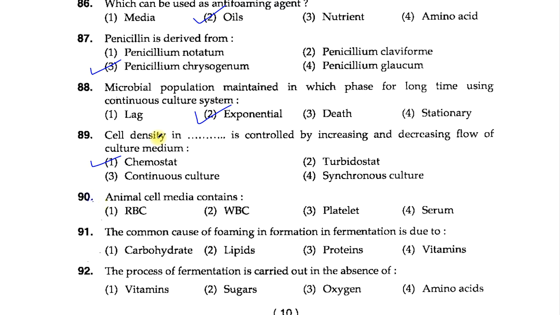Question number 90. Animal cell media contains 1. RBC, 2. WBC, 3. Platelet, 4. Serum. The correct option is 4, serum. The serum is the source of important nutrients and important elements, a number of substances which are stimulatory for the growth of the cells.